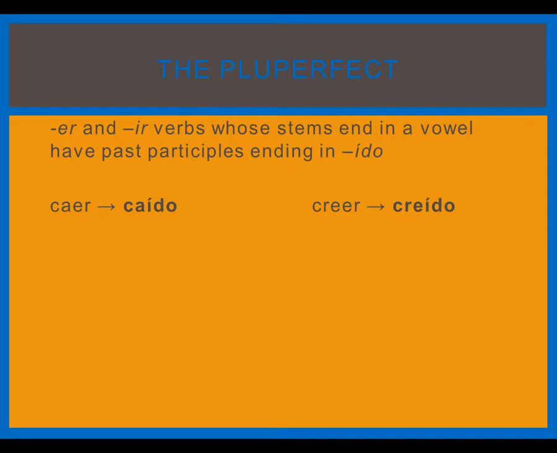The ER and IR verbs whose stem ends in a strong vowel have to have an accent mark on the I of the ido when you add it. In the example caer, the A is a strong vowel, and when you add the I, a weak vowel to it, it would be pronounced caído. Since we want to hear the I, we have to help out the weak vowel with an accent mark. With the accent mark, it is properly pronounced caído.